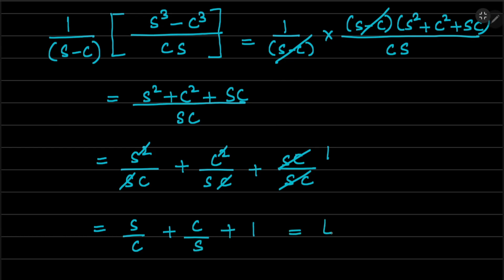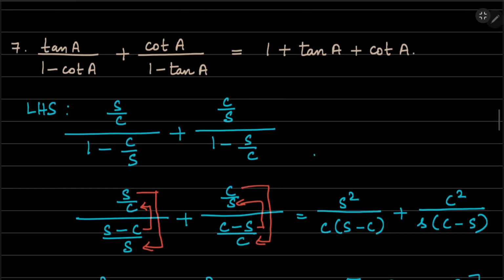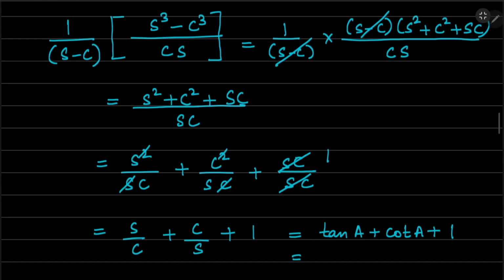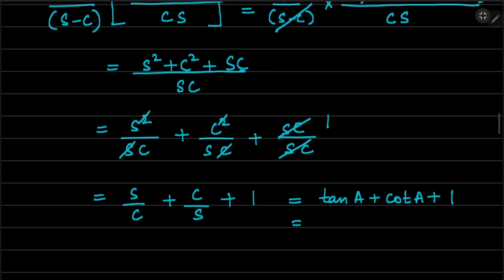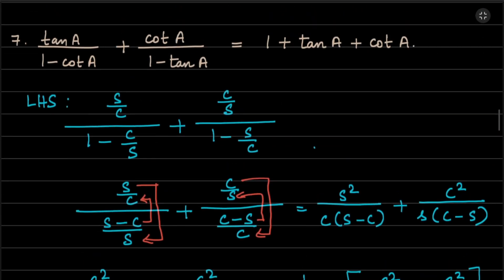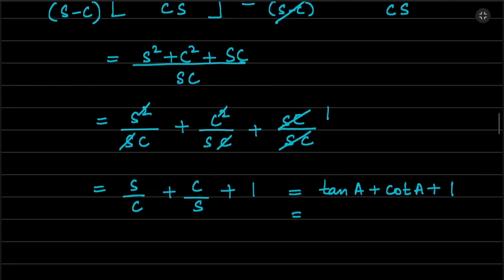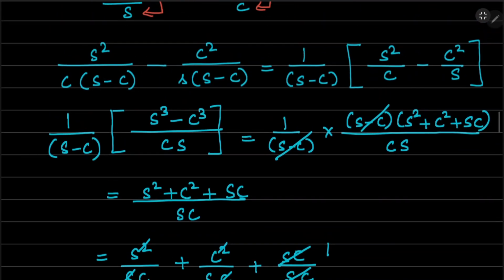What is sine by cos? It is tan A. What is cos by sine? It is cot A, plus 1. Is that your RHS? Yes. You can rearrange it and write 1 in the beginning. So you can write it as 1 plus tan A plus cot A. Okay. This is your RHS. Hence proved. So very, very easy questions.